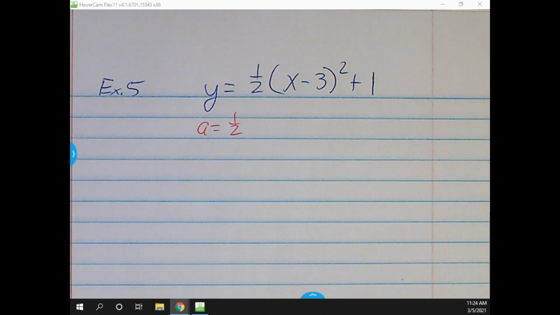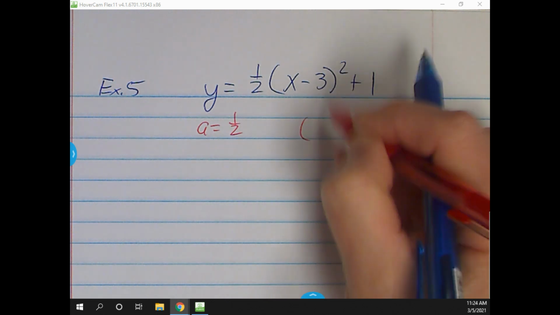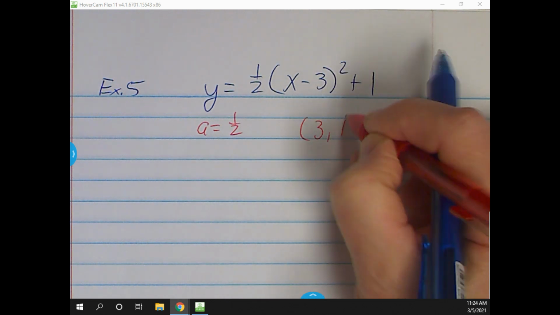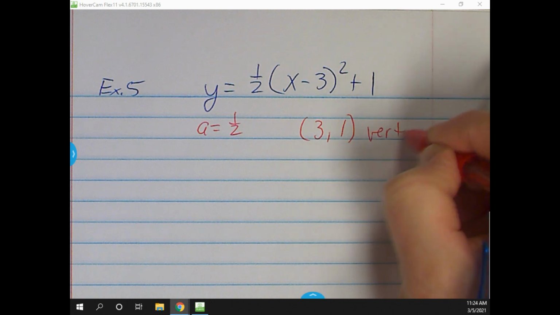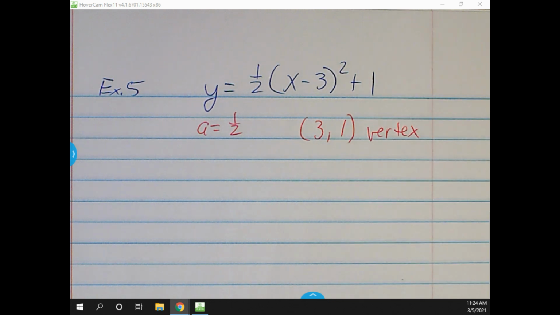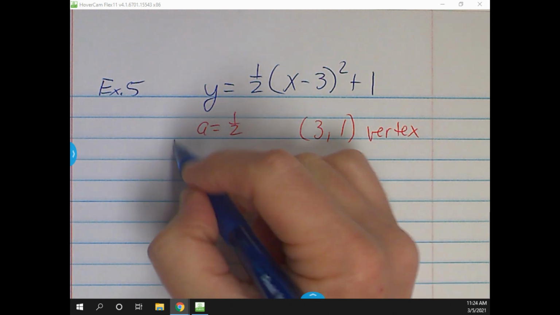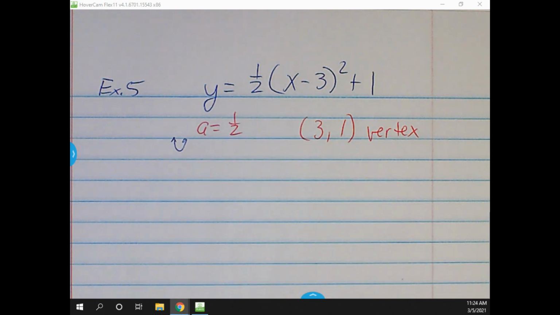Okay, so the a is 1/2. The vertex would be at 3, 1. All right, now we're not going to worry about everything else because everything else was exactly the same. Getting the domain and the range and everything else was going to be okay. We do know this thing's going to be going up, so we're going to come back and graph this one.